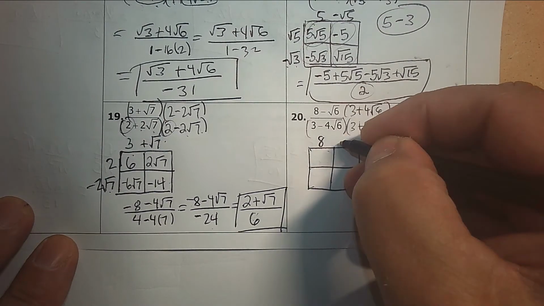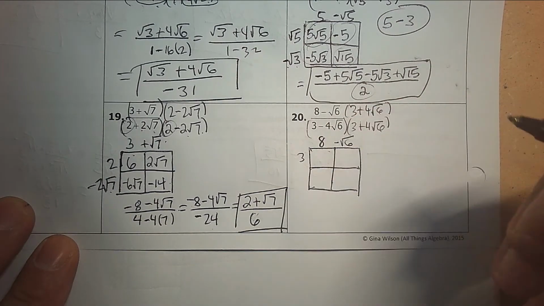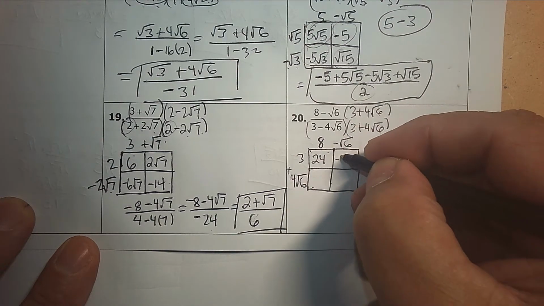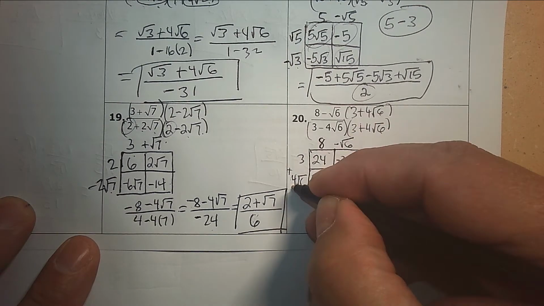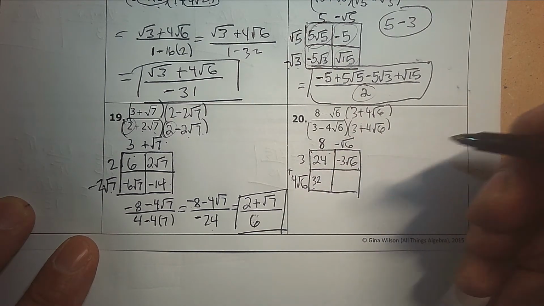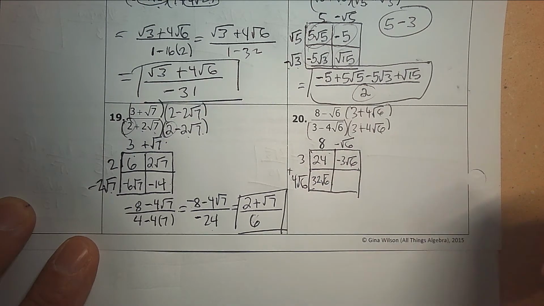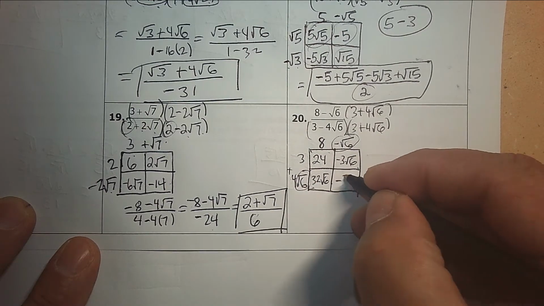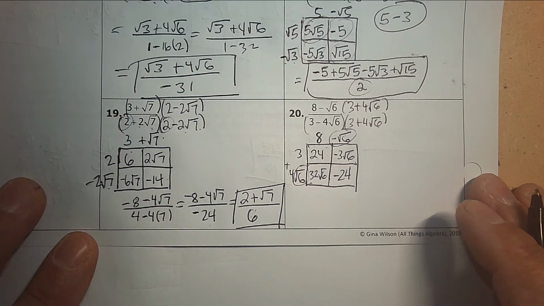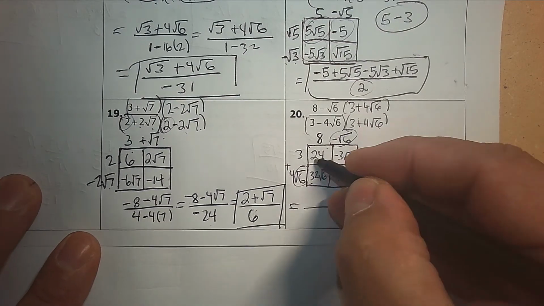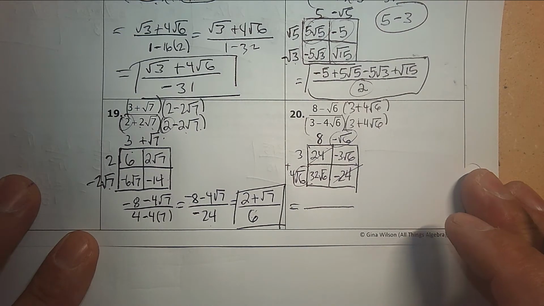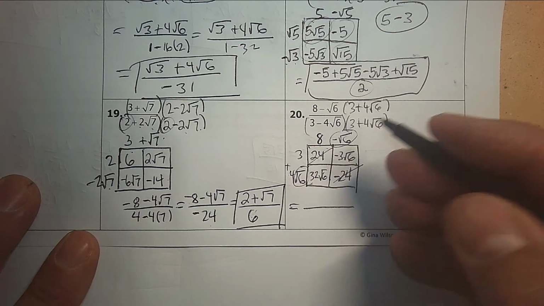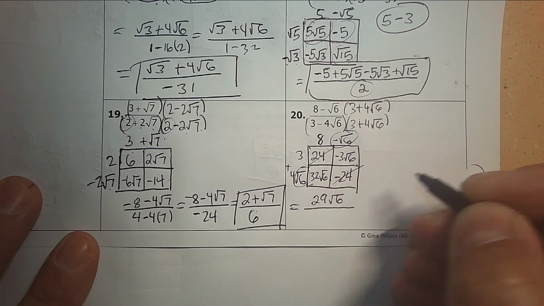So 8 and negative root 6, 3 and 4 root 6. So we have 24, negative 3 root 6. 8 times 4 is 32 root 6. And then negative root 6 times root 6 is negative 6 times 4 is negative 24. All right, so let's put this together. Obviously, 24 and negative 24, they eliminate. Are these like radicals where you can combine them together? So 32 take away 3 is 29 root 6.